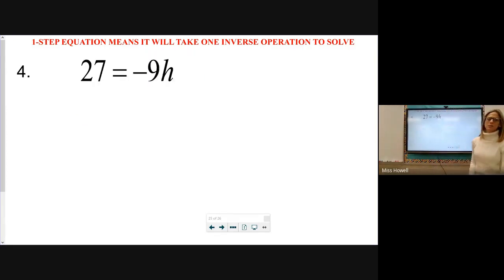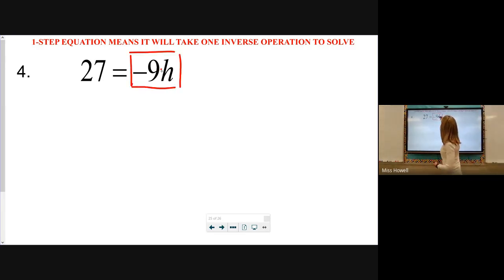All right, last one, number 4. 27 equals negative 9h. Again, our variable h is back here behind our equal sign. So when we work with our variable h, it is always going to be on the back side of our equation, so be careful. So back here, we have a negative 9 that's being multiplied with h. To remove this multiply, we have to divide, and with the same number that is on the side with the variable h, so a negative 9.